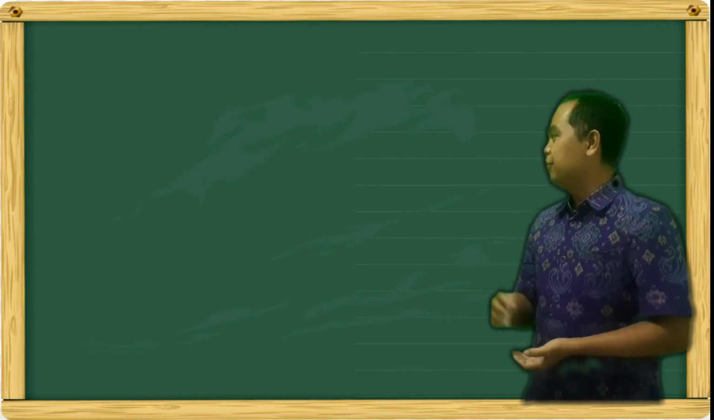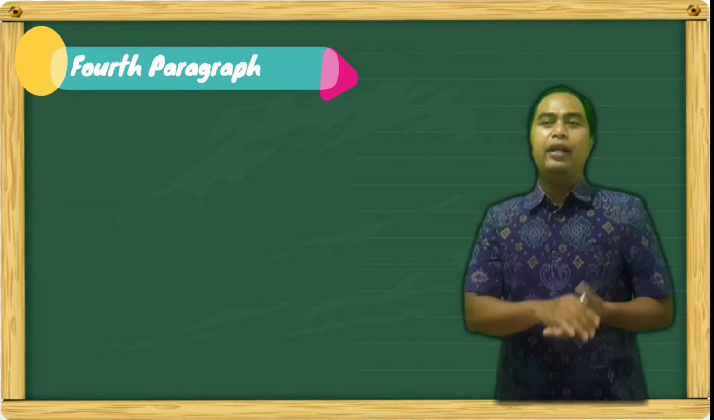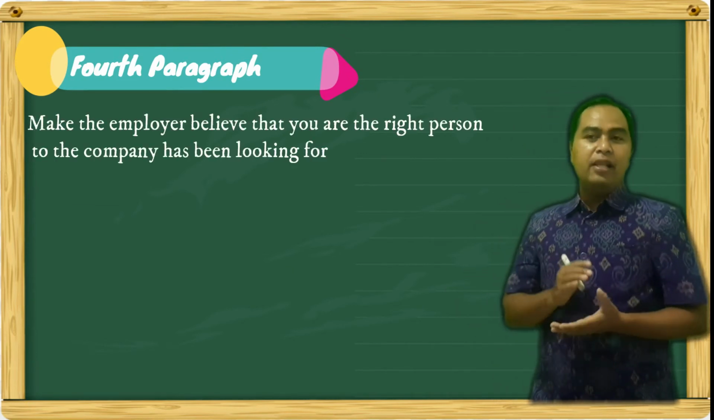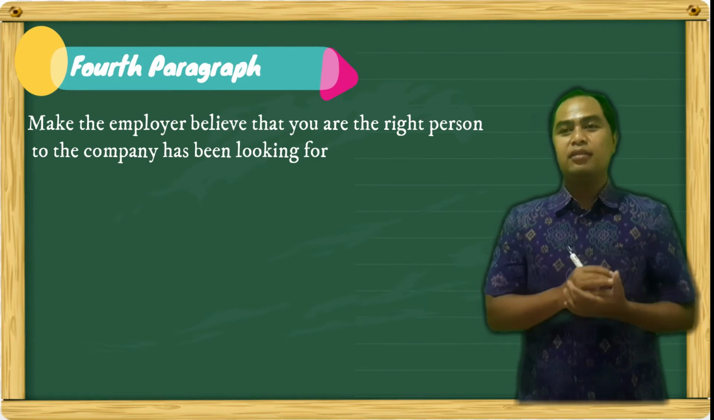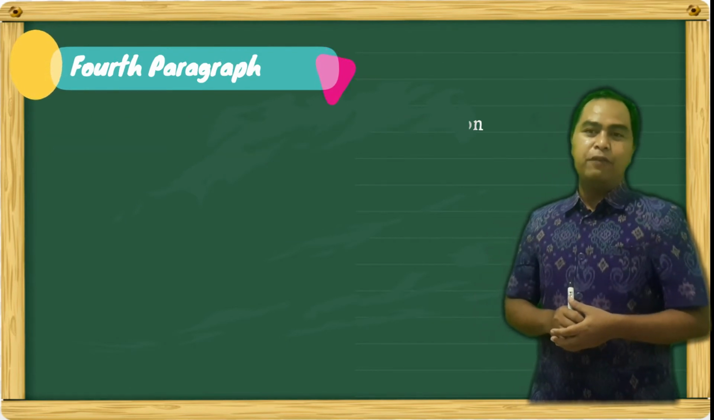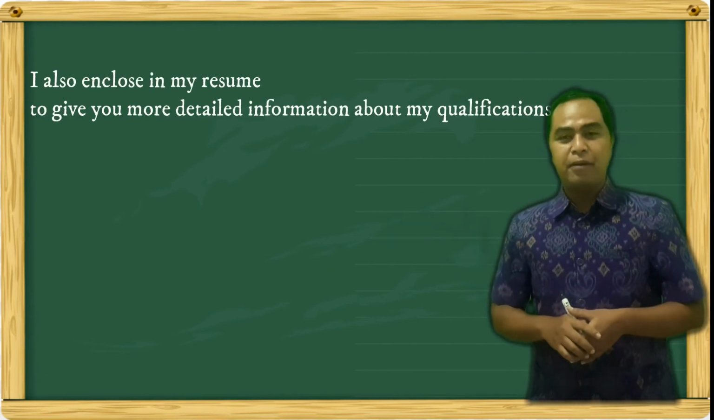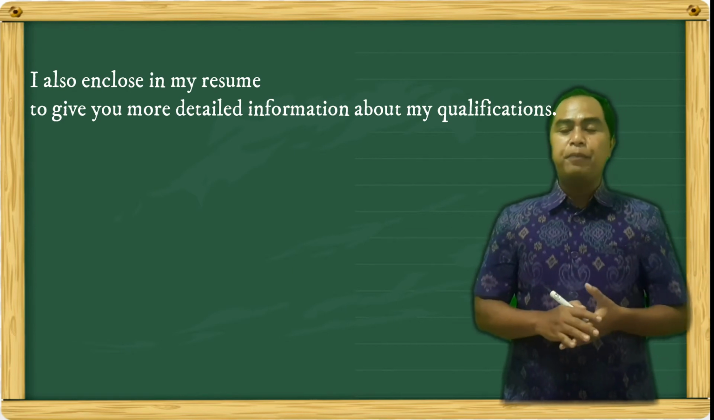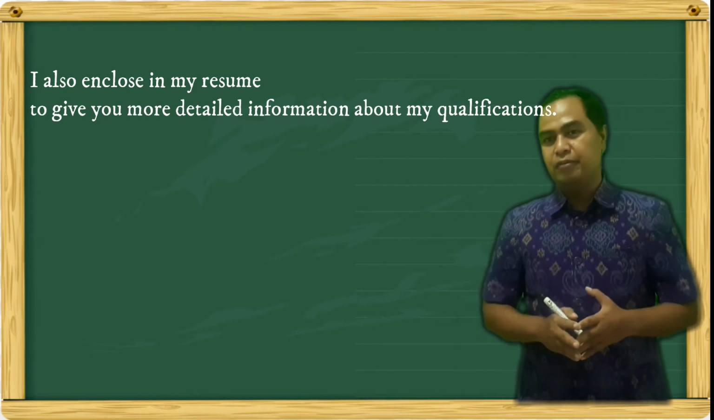Now we continue to the next paragraph, the fourth paragraph. In the fourth paragraph, you must make the employer believe that you are the right person the company has been looking for. Here is the example: I have included my resume to give you more detailed information about my qualifications.